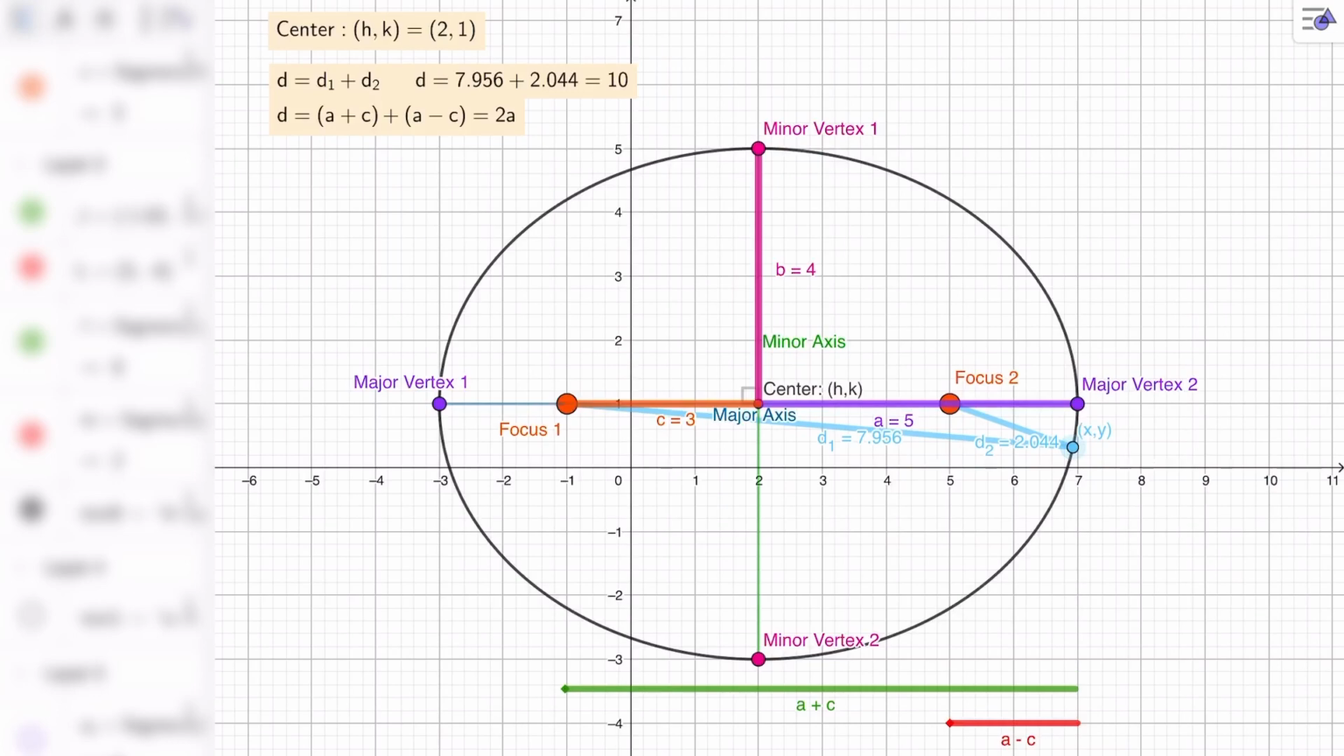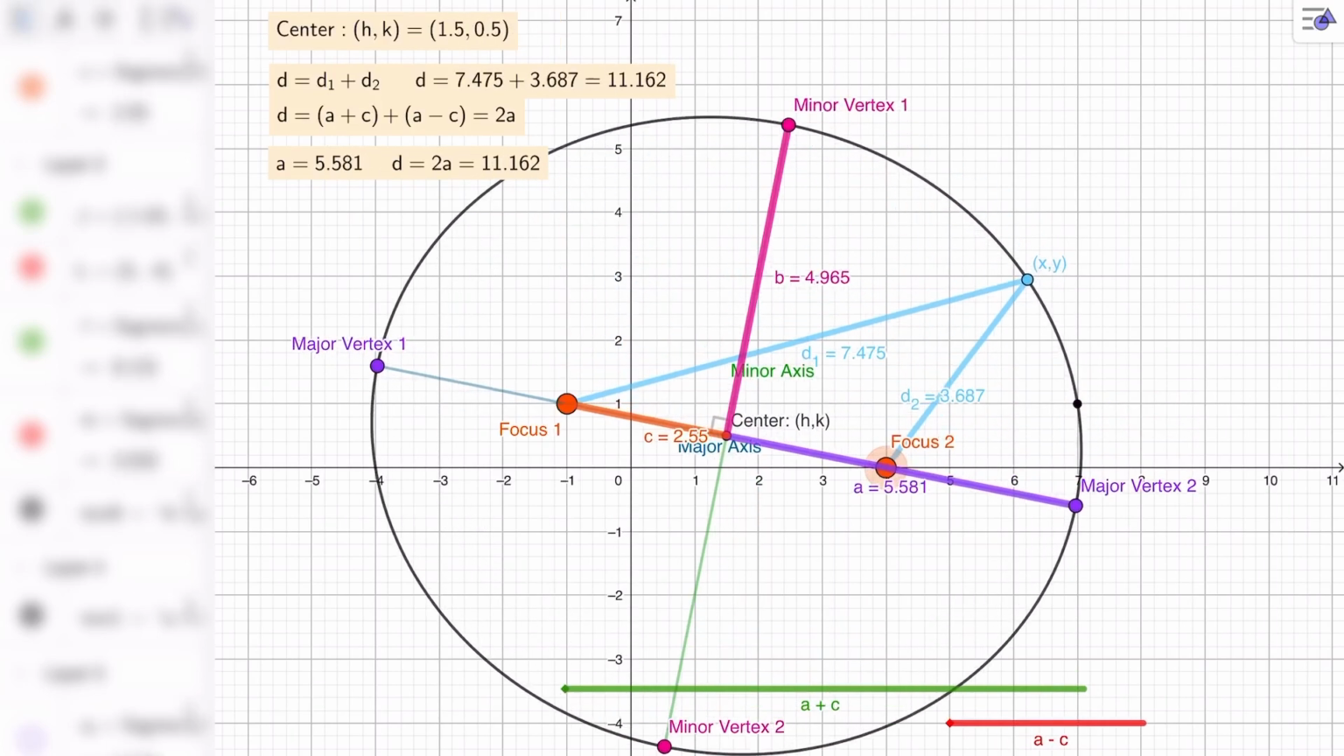But if I add those two things together, a plus c plus a minus c, the c's cancel to 0, and I'm left with just a plus a, which is 2a. So that means that the sum of d1 and d2 doesn't just equal d, it equals 2a. So this is a pretty big deal. So we can say that whatever my a is, I can just double it and I get the sum of d1 plus d2.